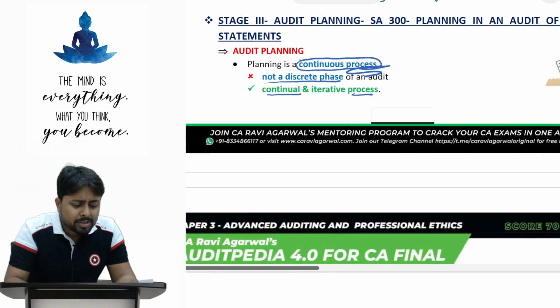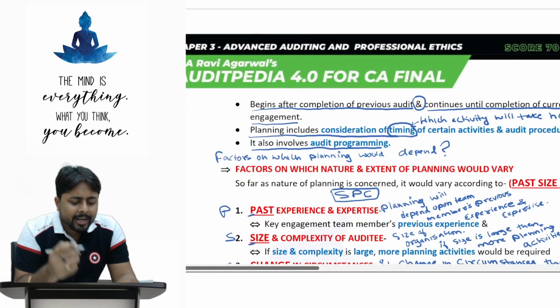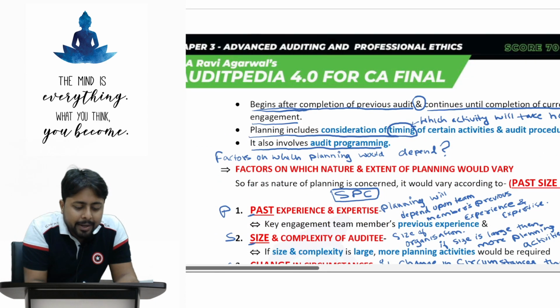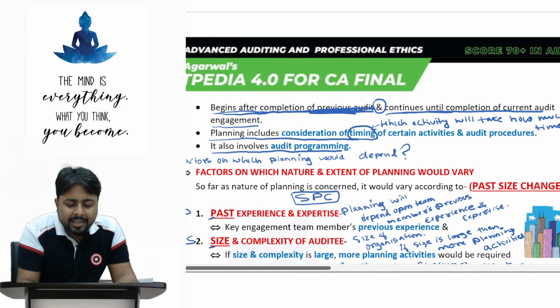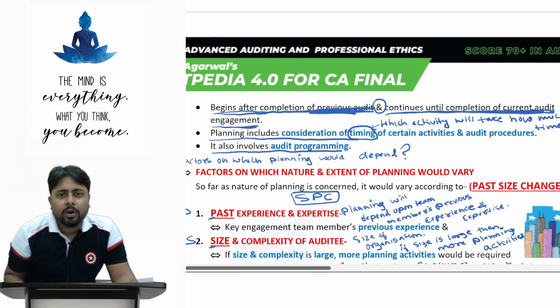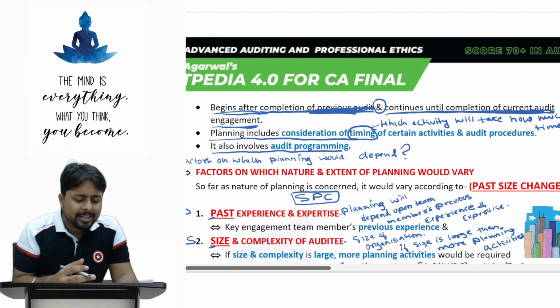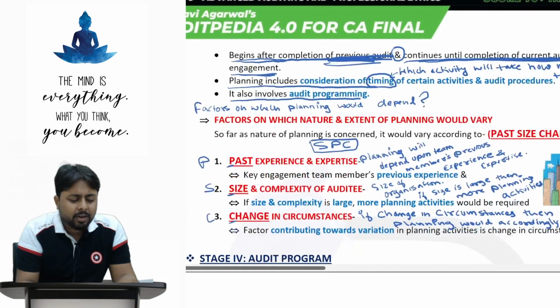Planning is a continuous process. It is not a discrete phase. It is a continual process. Read here: it begins immediately after completion of the previous audit and continues till the completion of the current period audit. So the planning immediately begins after the completion of the previous audit and continues till the completion of the current audit.